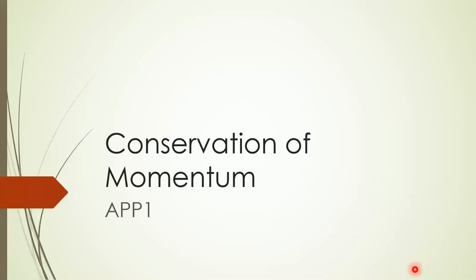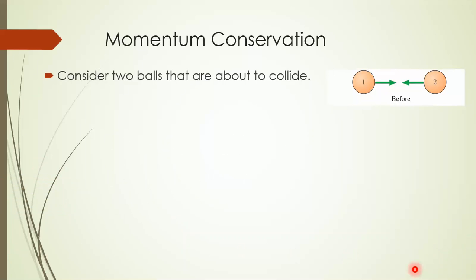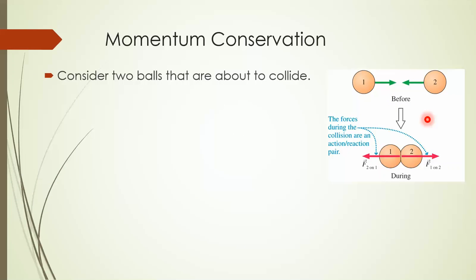In this lesson, we're going to talk about the conservation of momentum. So let's consider two balls that are about to collide. We have ball 1 going to the right and ball 2 going to the left. When they collide, we have forces: the force of ball 1 on ball 2 and the force of ball 2 on ball 1.